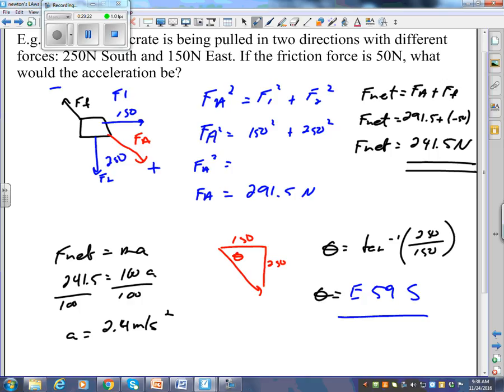Why can't I? 1, 2, 3, 4, 5. No, you can't do just southeast because just southeast means 45. So then you go back to your answer. Oh no, never mind.